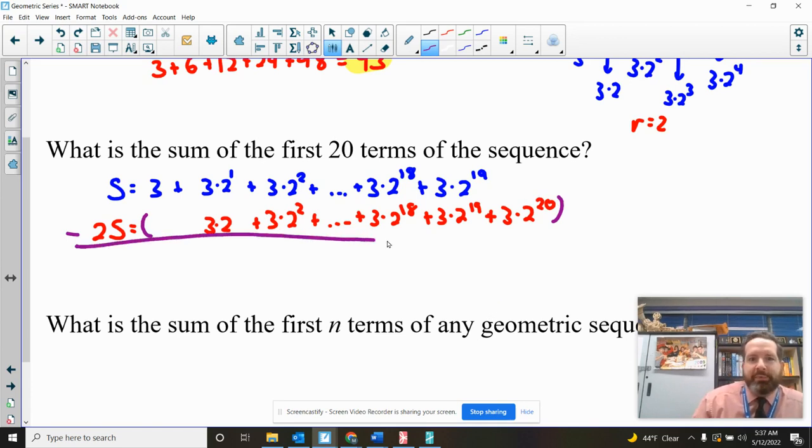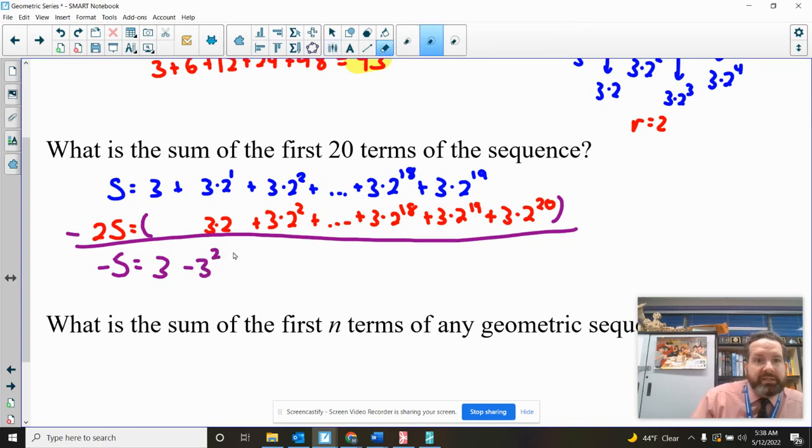We take the top row minus the bottom row. S minus 2S, where S is the sum, well, that's just negative 1S. Over here, 3 minus nothing is just 3. But this minus itself goes to 0. This minus itself goes to 0, goes to 0, goes to 0. The only other thing that's left is going to be a minus 3 times 2 to the 20th. Let's get that 2 in there. So 3 times 2 to the 20th.